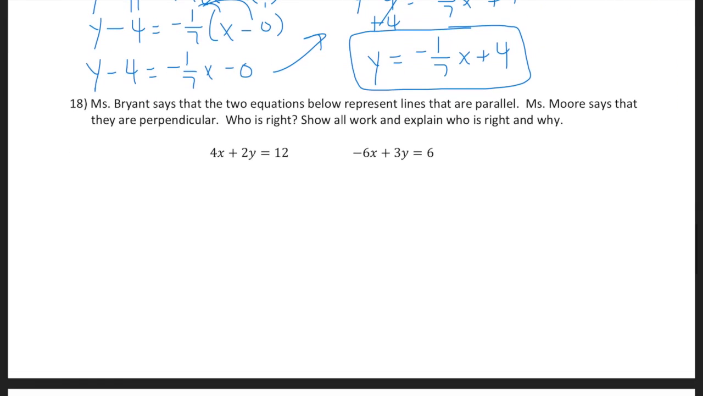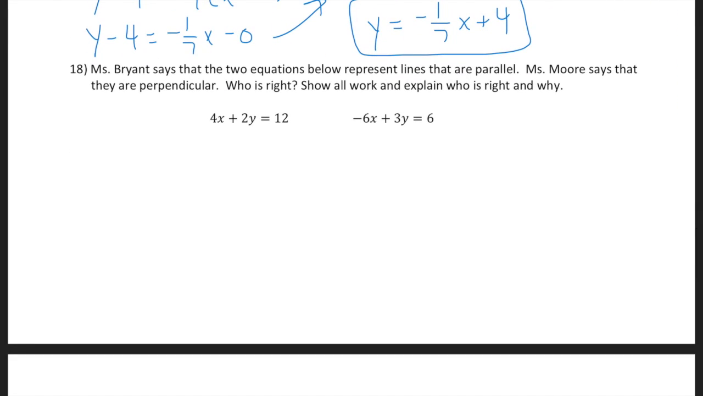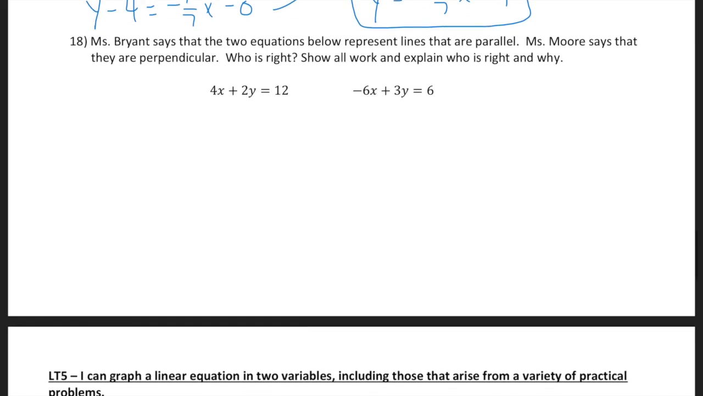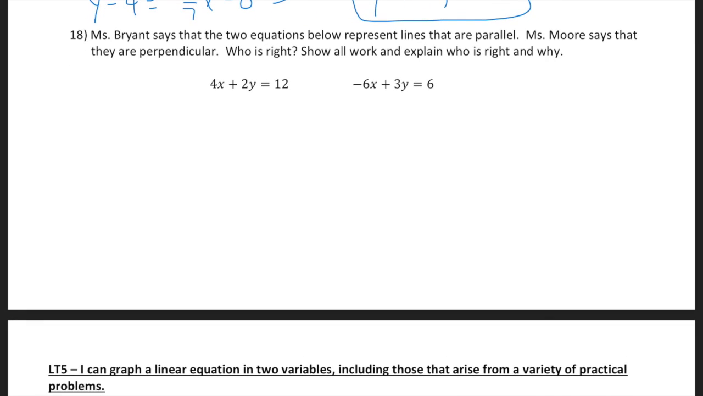All right, Ms. Bryant says that the two equations below represent lines that are parallel. Ms. Moore says that they are perpendicular. Who is right? Show all work and explain who is right and why. So when it says show all work, what work do we need to show? Well, notice that these equations are in standard form, not y equals mx plus b form. And remember, you have to have the slope-intercept form in order to see what the slope is. So we're going to have to solve these equations for y.